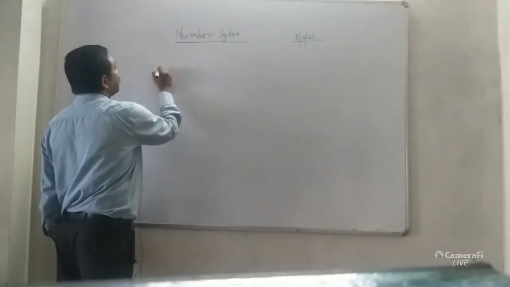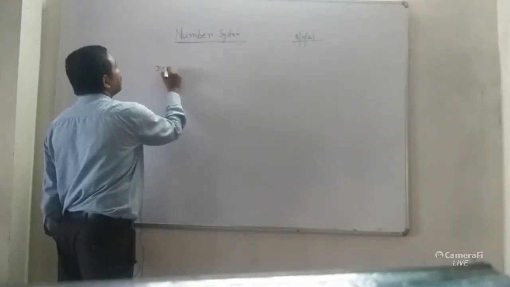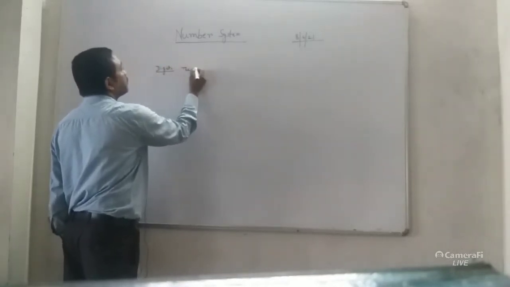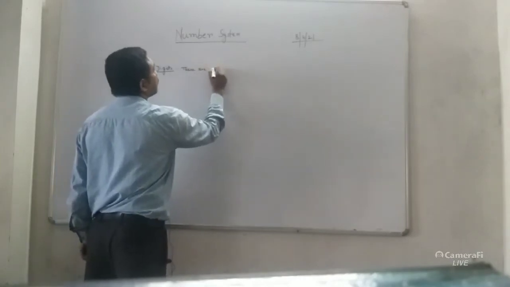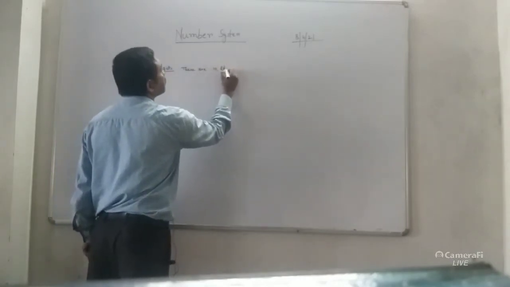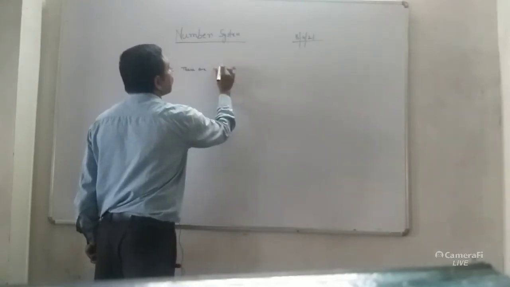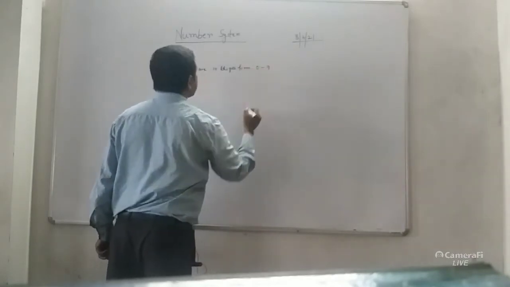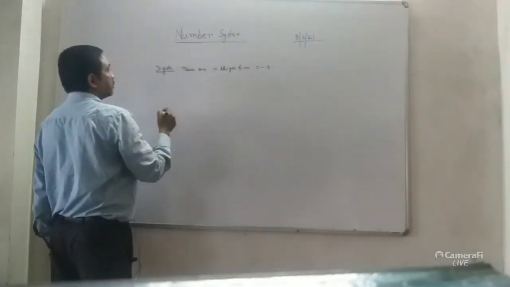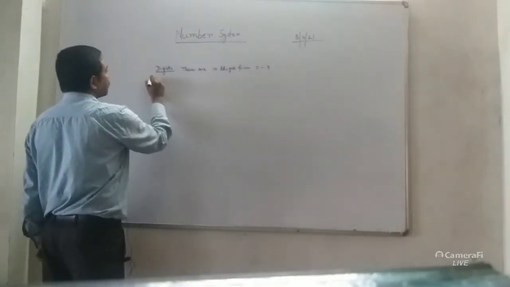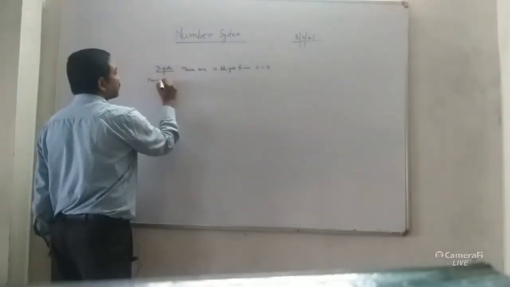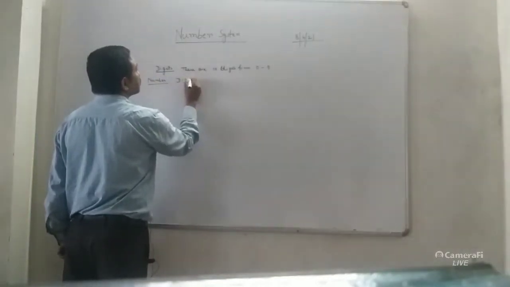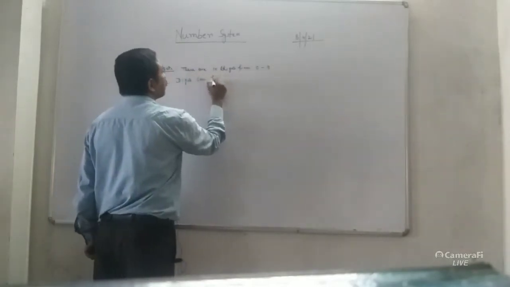So digit, you have the idea, I think. There are 10 digits, from 0 to 9, and digits can form numbers.